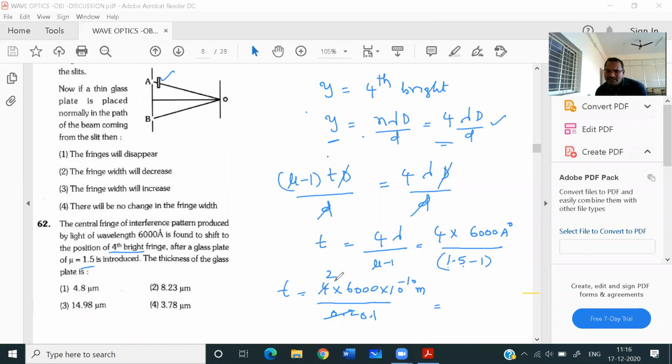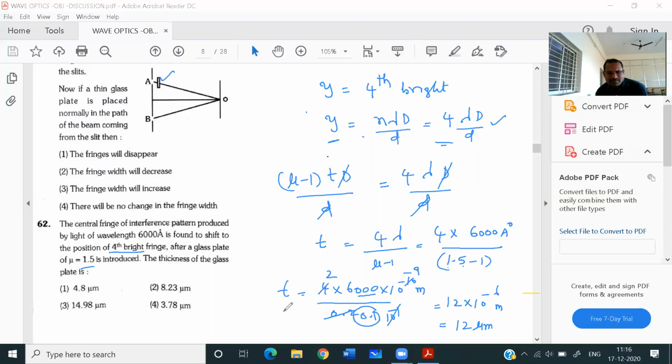So 0.1 is there here. 0.1 means 10 to the power of minus 1. This will cancel with 10 to the power of minus 9. So 6 2s are 12, and it will become 10 to the power of minus 6 meters. It becomes 12 micrometers as the answer.